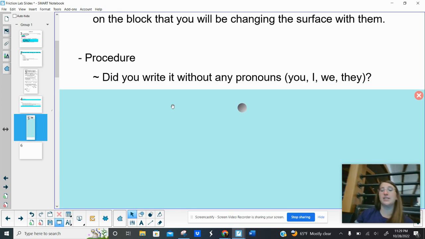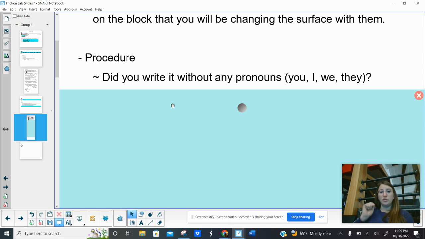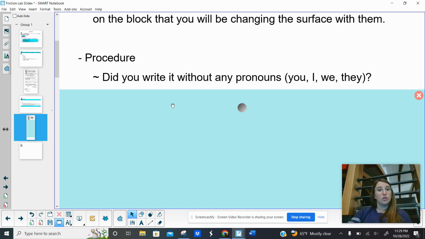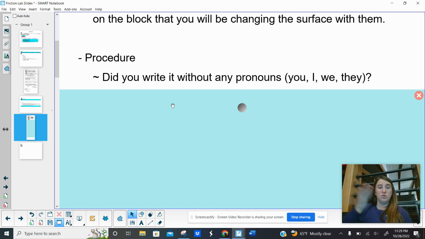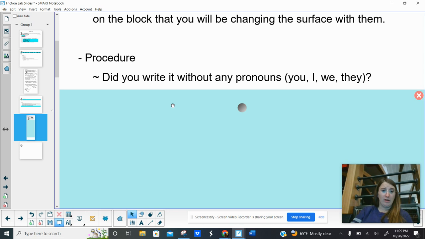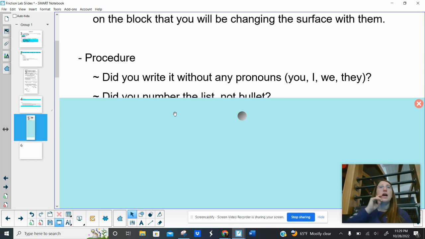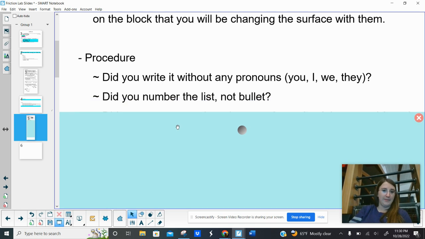So with the procedure, skim through it first. You don't want to write a procedure with any pronouns. So you, I, we, they. You shouldn't say that I did or we did or you should do. Just say do this, do that. There's no pronouns needed whatsoever. So read through. Again, the easiest way to change something is to just remove the I or the we. Do this, do that. Don't say I.